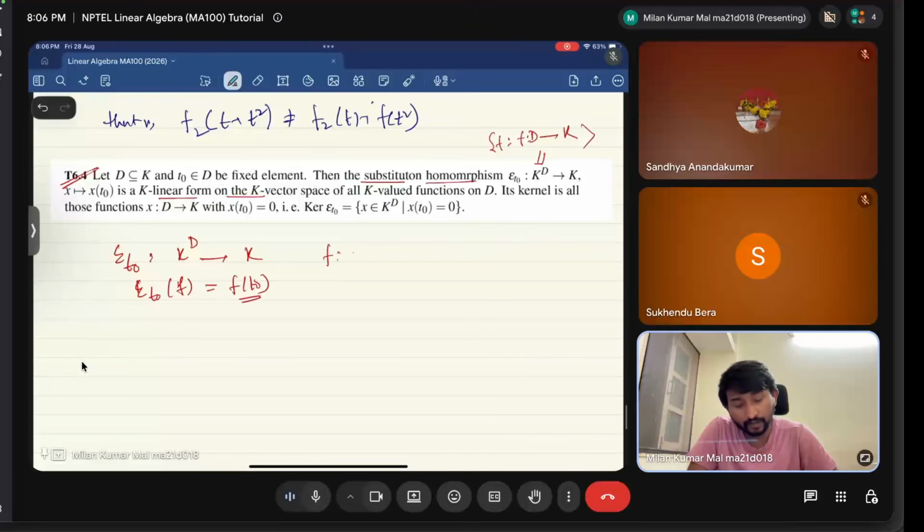Because f is a function from D to K, and t naught is a point inside D, f of t naught is an element inside K. There is no problem with this. This is a well-defined map.